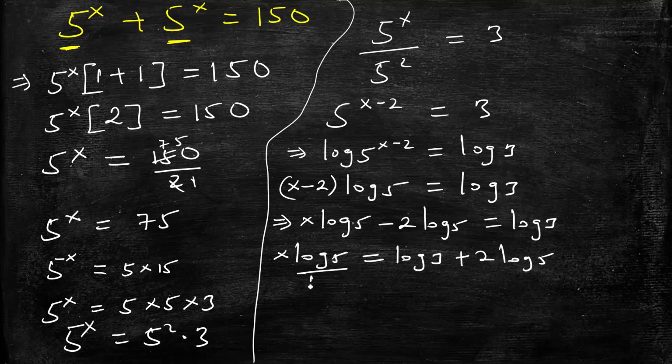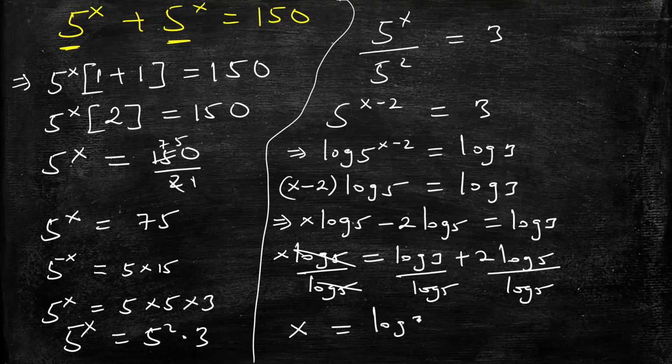So let's divide both sides by this log 5. So this one will go. I will be left with x here. Okay, so this side will be log 3 over log 5 plus, so this side plus 2.